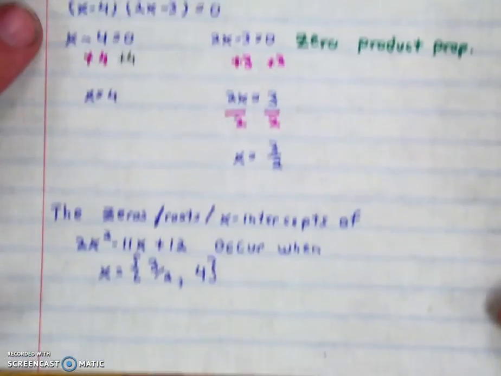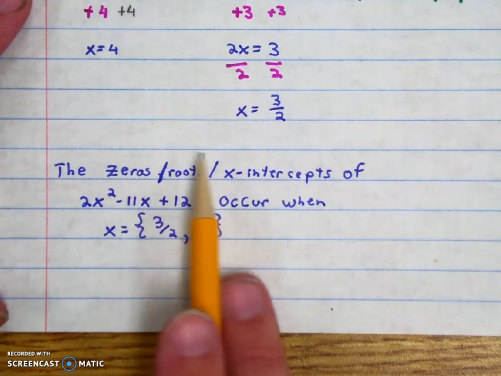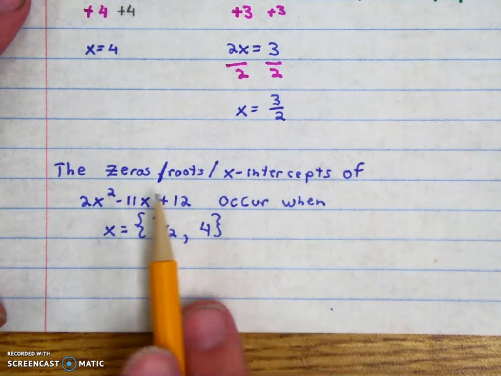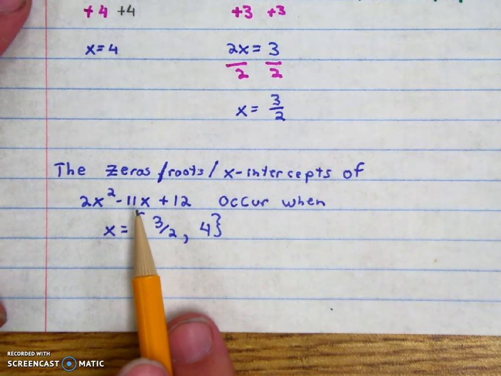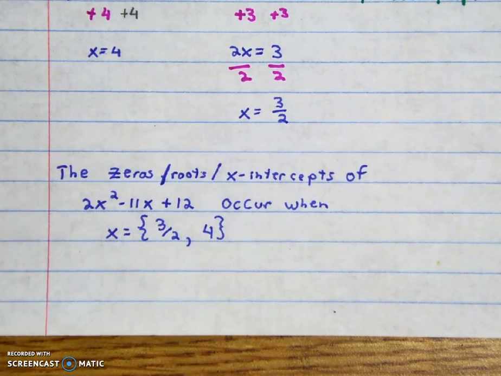So ladies and gentlemen, the zeros or the roots or the x-intercepts of 2x squared minus 11x plus 12 occur when x equals 3/2 and 4. Hope you had fun.